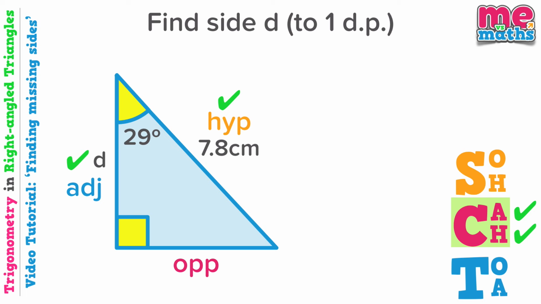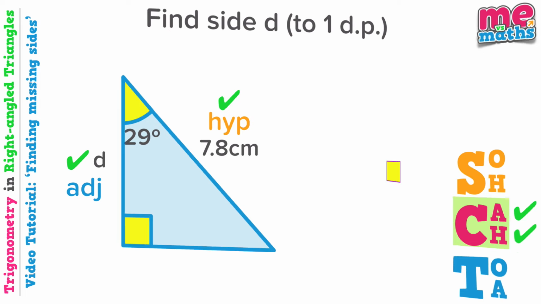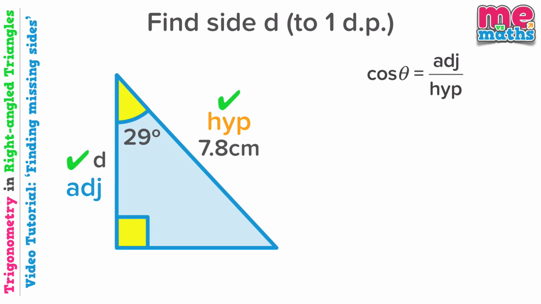The next step is to write our formula properly out in full. So in this case, cos theta equals adjacent divided by hypotenuse. And now we'll start to put some values into this formula, or in math speak, we're going to substitute values into this formula. So, cos theta.